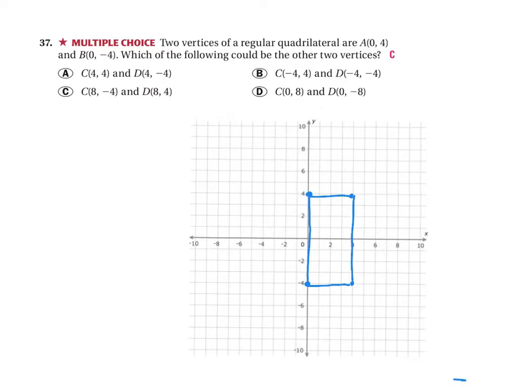C says negative 4, 4. Or B, sorry, (negative 4, negative 4). Same thing but going in the opposite direction. (8, negative 4) and (8, 4). And there's my regular one, right? The lengths of the sides are the same and the angles are the same. And then if you went to D, it wouldn't have worked either. It was actually a straight line, right?